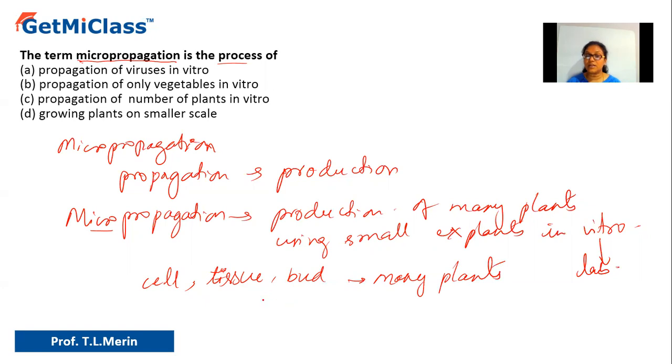These will be cultured and will give rise to a callus, a group of undifferentiated cells. Again, you can make pieces of that callus, and each piece will give rise to new plants. That is why you get many plants, all produced in vitro, in the lab condition, and that is what is called micropropagation.